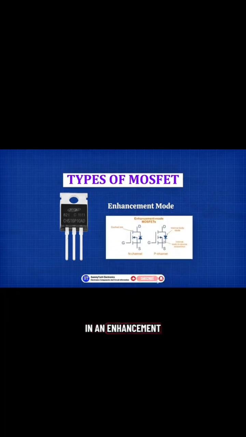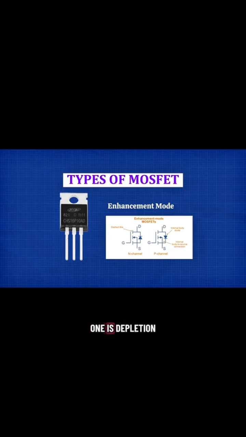In an enhancement mode MOSFET, when there is no voltage applied to the gate, the device is off. No current flows between drain and source. But when you apply a sufficient gate voltage, a conductive channel forms and current begins to flow. So in simple terms, no gate voltage means off, apply voltage means on. That is why it is called enhancement mode, because the channel is enhanced or created by the gate voltage.